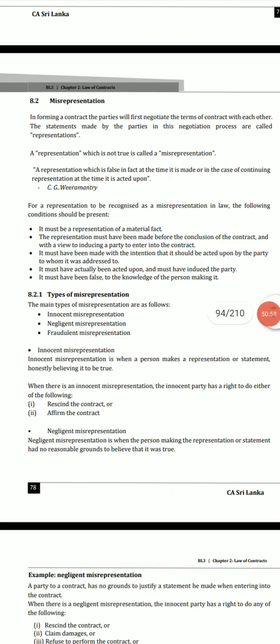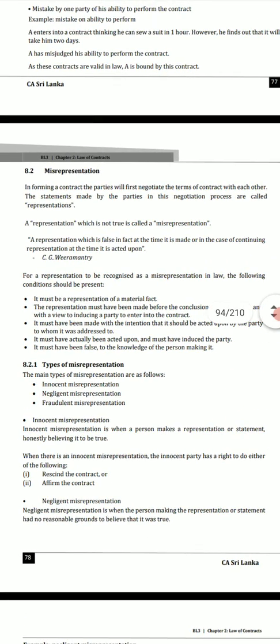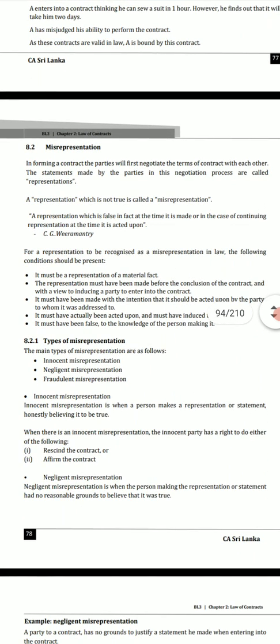So finally, I will teach you in this video the first part, which is misrepresentation. So in forming a contract, parties negotiate the terms with each other. The statements made by the parties in the negotiation process are called representations. So a misrepresentation is a statement which is not true. A representation must be a fact at the time it was made, or in the case of a continuing representation, at the time it was acted upon.